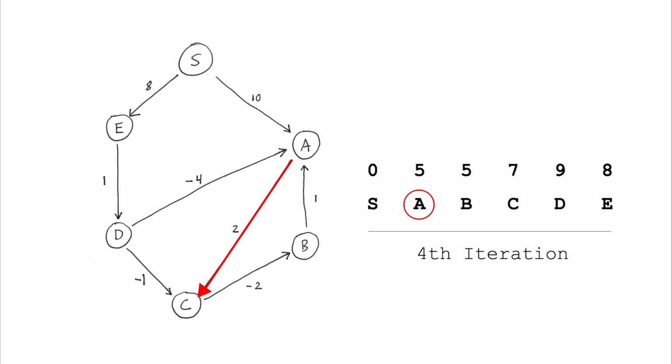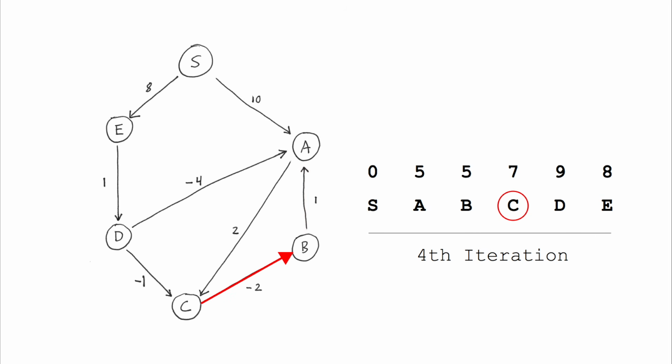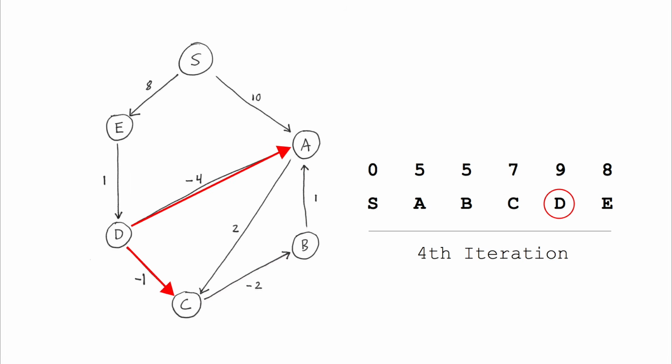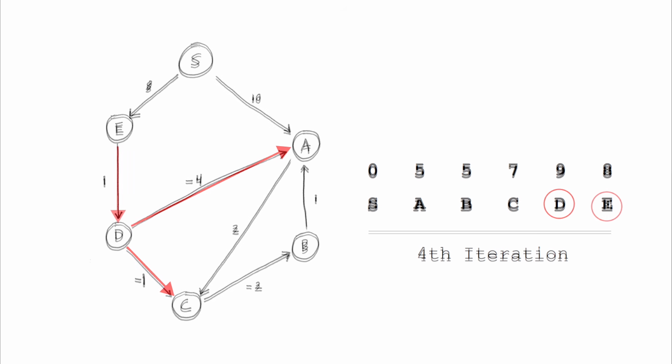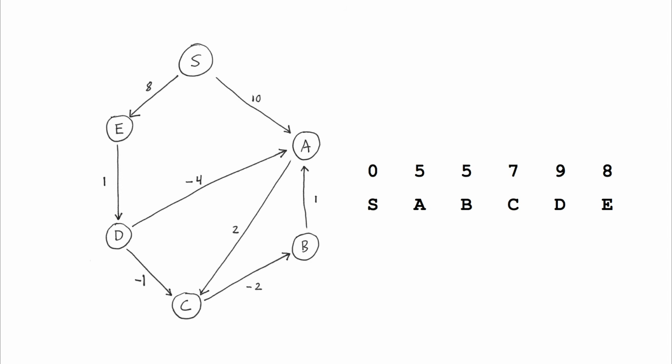As we progress through the nodes, notice that none of the values in our table are changing. We finished iteration 4 and all the values are the same. Why is this? Well, the algorithm takes at most v minus 1 iterations, but we can make it more efficient by stopping early if nothing improves during an iteration. So, after 4 iterations, we're finished.